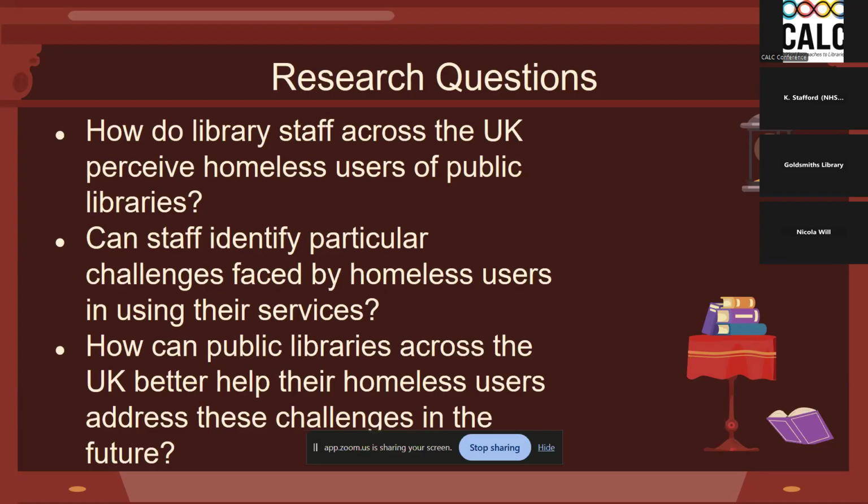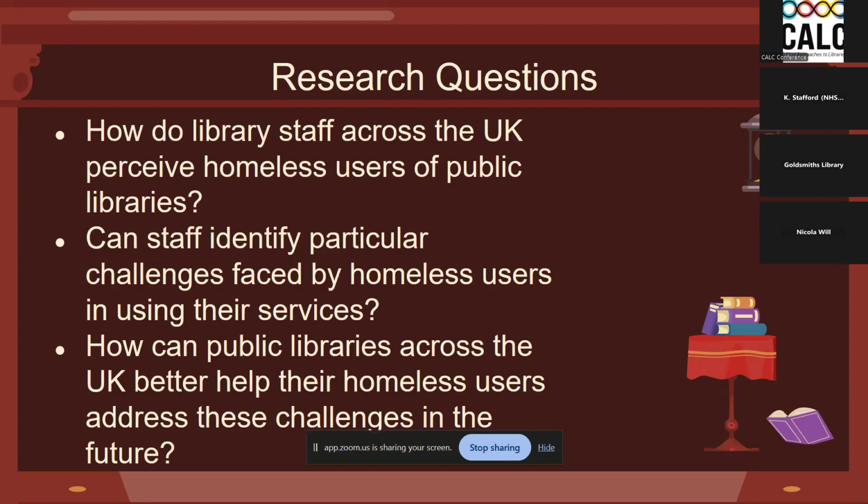Results from this survey cover a lot of different themes: prejudice, library policy, library spaces, funding, cooperation with external agencies, all sorts of things. By the end of the session, I'm hoping you'll leave with a better understanding of one of the most pressing topics, in my opinion, facing public libraries today. And I'll also try to leave 10 minutes for questions at the end.